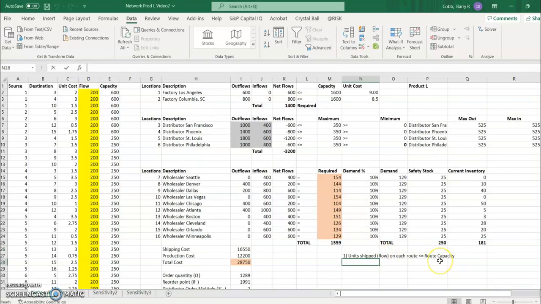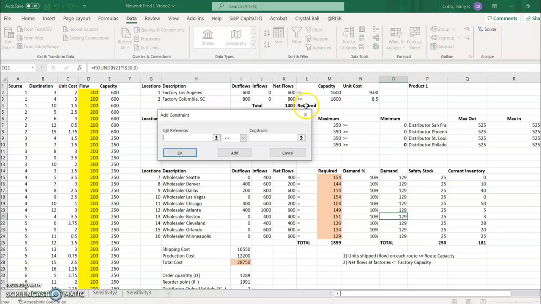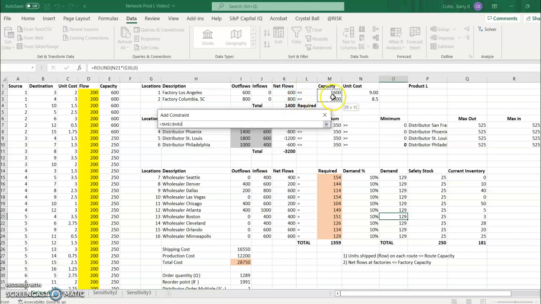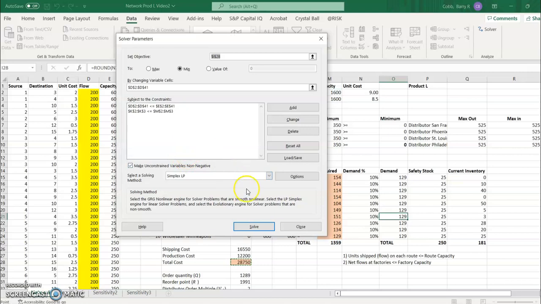All right, the second constraint is related to the factories. The net flows at the factories have to be less than or equal to the factory capacity, and those were provided up here. So let's enter that into Solver. The net flows at the factories are less than or equal to the factory capacities. And so we have that constraint.